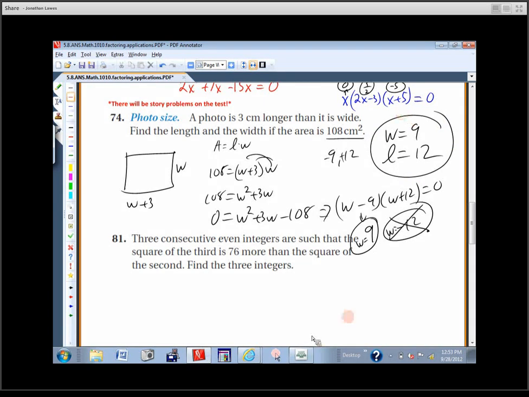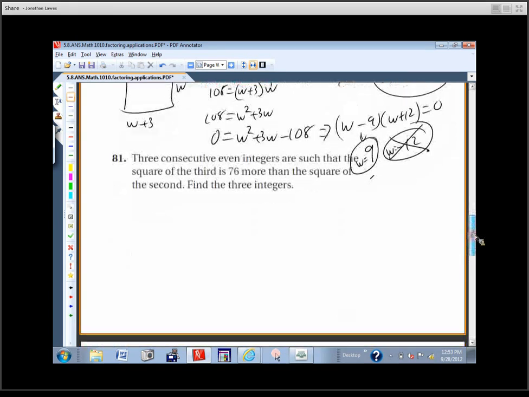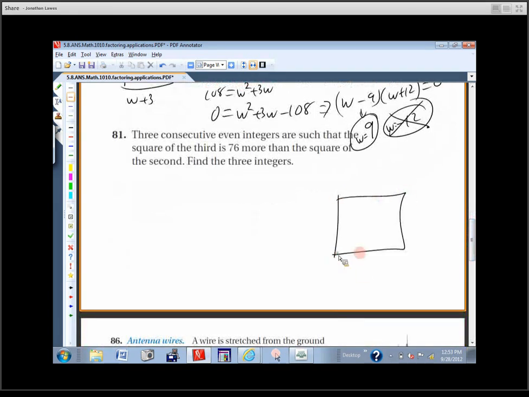Okay, watch. Don't write this down. Just watch. What if I said I don't know the length, but the width is 3 less than that? How would I represent that? So do I do 3 minus L or L minus 3? L minus 3. You could solve that same way. You'd solve that and you'd get the length rather than the width.